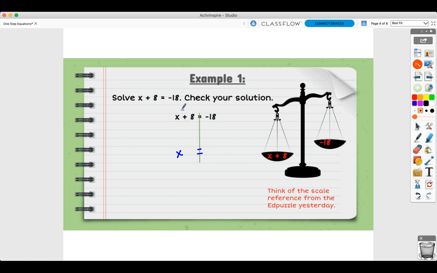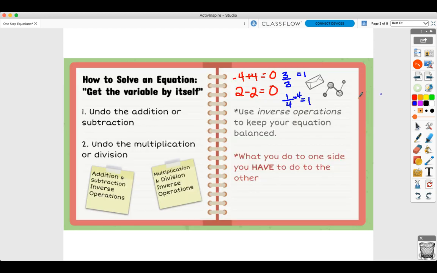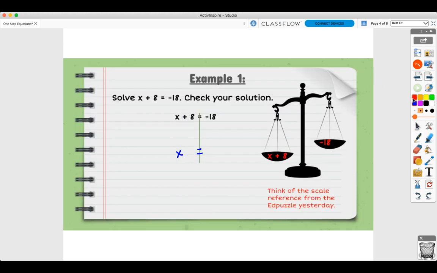Well, over here we have an addition of 8. So what is the inverse operation of addition? That is subtraction. We talked about that in this last slide over here. Addition and subtraction undo each other and they're inverse operations of each other. So you're going to be subtracting 8, and whatever you do to this side, you've got to do the same thing to this side. Now you're using your integer operations to do -18 minus 8. They're the same signs, so you just add them, which is 26, and then keep the sign.